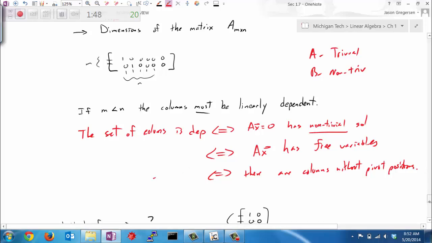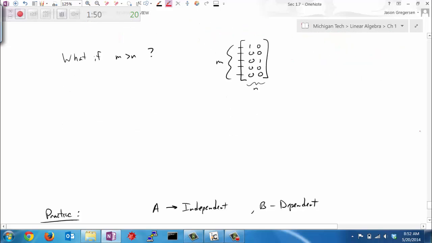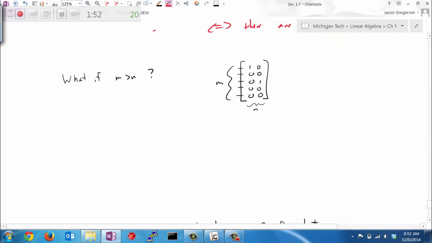Okay, what about the other case? What if m is greater than n? What does that mean?